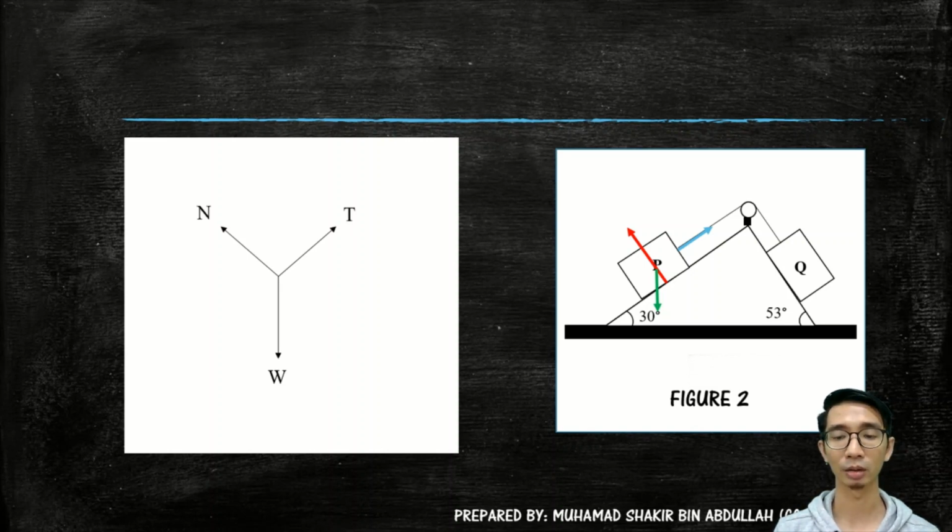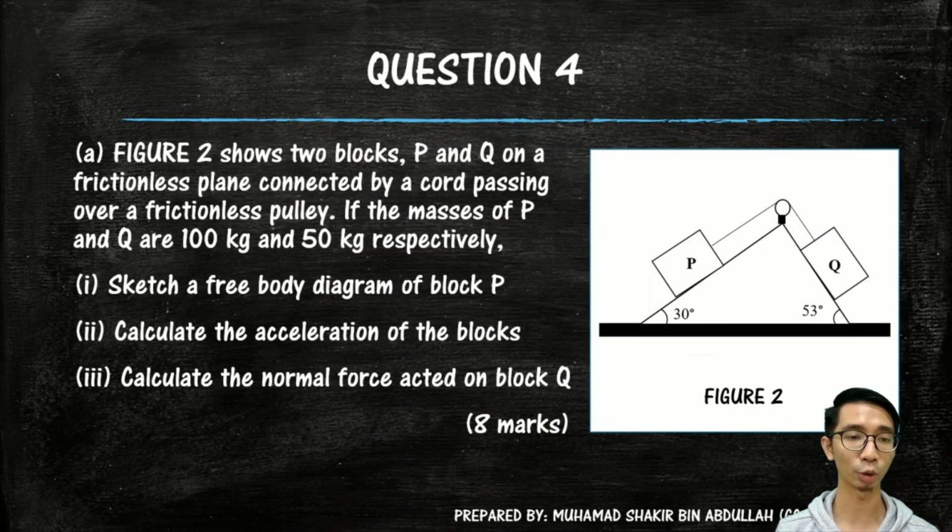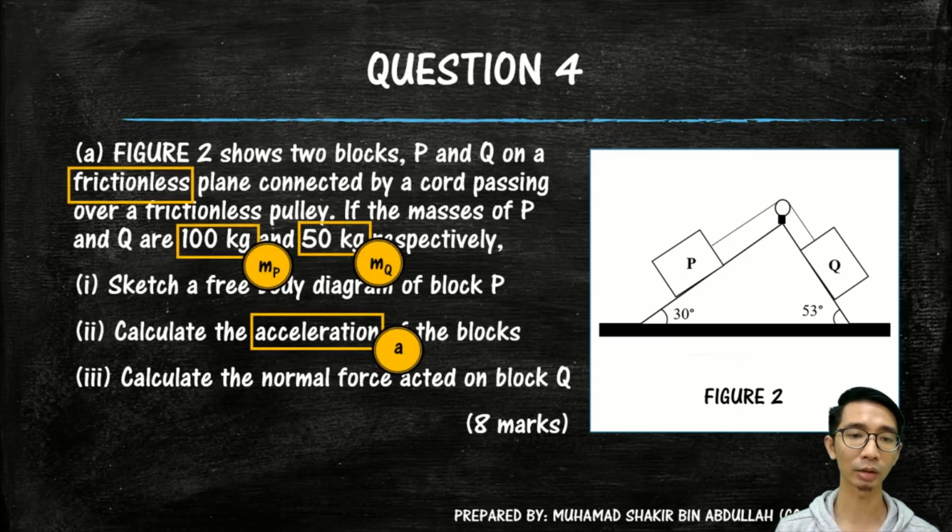Okay, so next, look at our question part 2. Calculate the acceleration of the block. Acceleration of the block, meaning both. Okay, and we need to know one thing: the acceleration is the same. Block P and block Q have the same acceleration. Why? Because you are connected with the same cord, the same string. Okay, sebab kita disambung oleh tali yang sama, sebab tu acceleration kita kena sama.